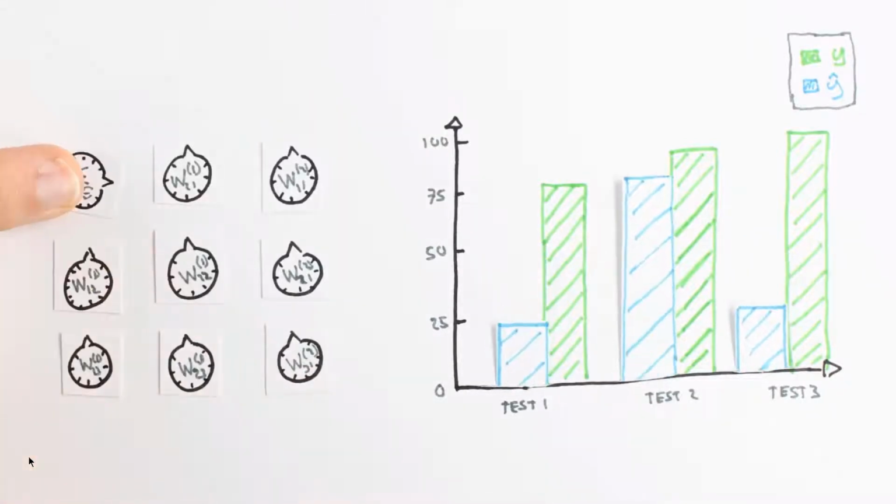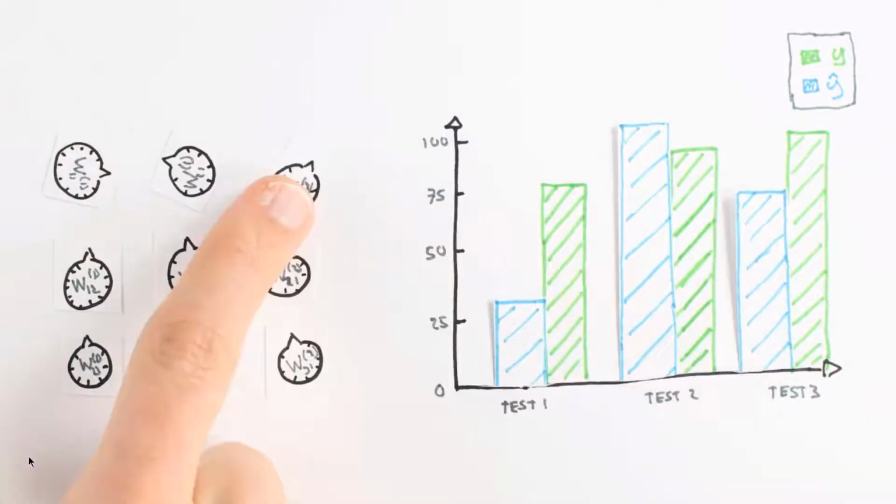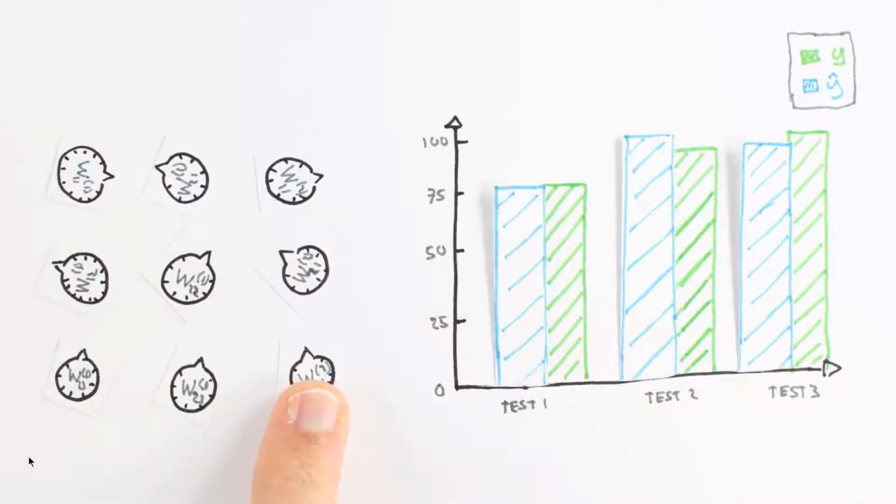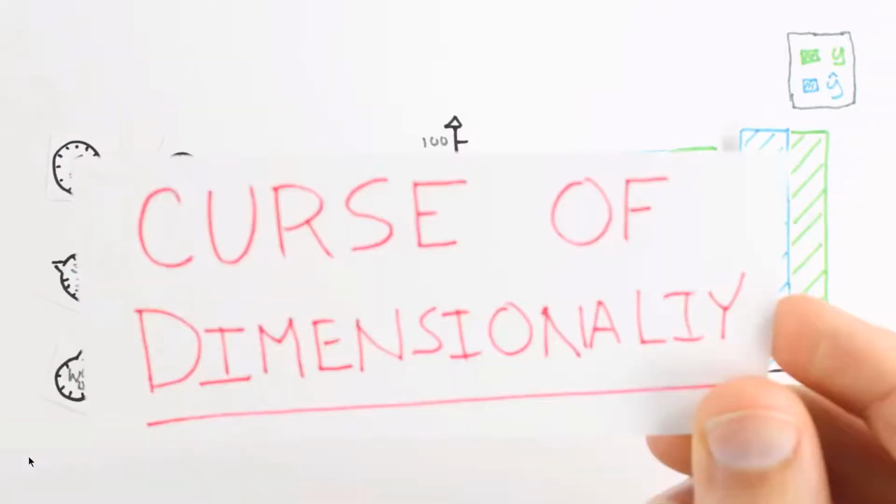When I first saw this problem in machine learning, I thought, I'll just try all the weights until I find the best one. After all, I have a computer. Enter the curse of dimensionality.